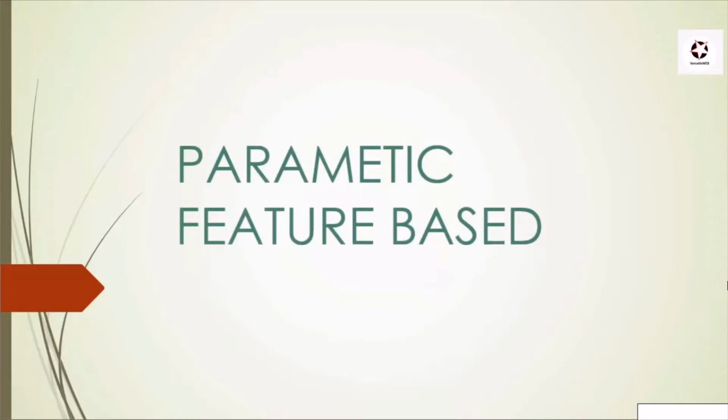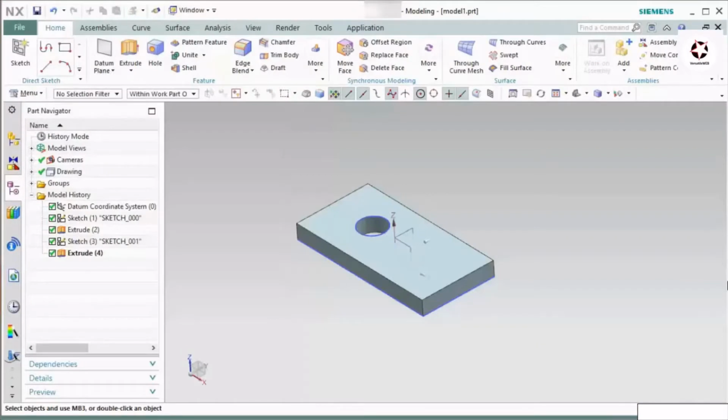That means if you want to make any model, you can control that model by using parameter, dimension and geometric relation. And also this is feature based. That means when you create any model, it will create a feature list in the right order. I will give you one example so that you will understand better. I will open this NX.